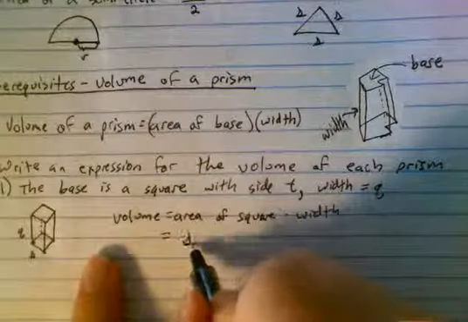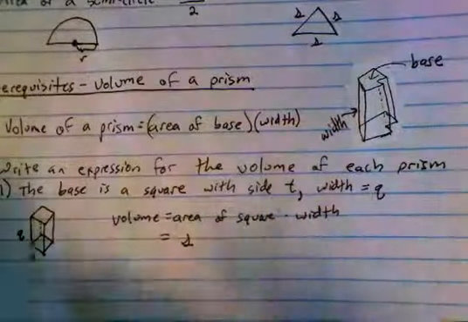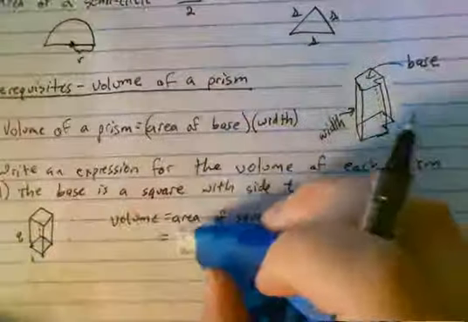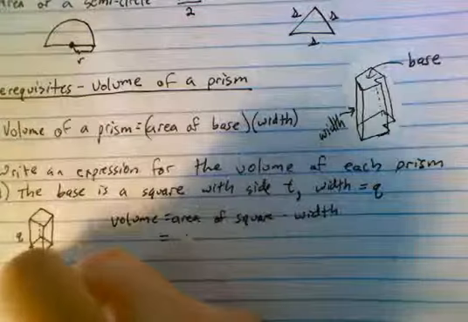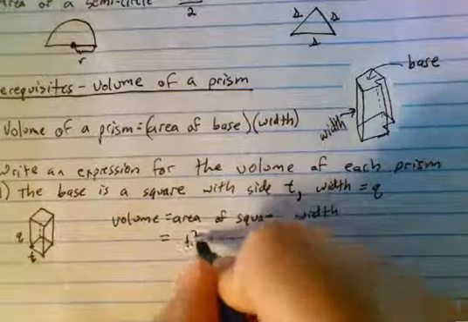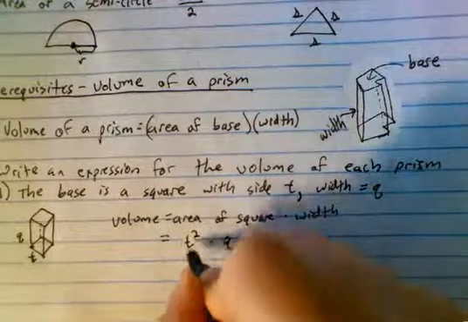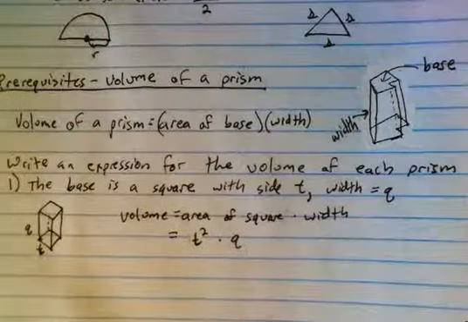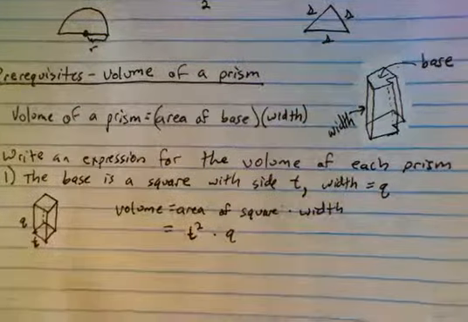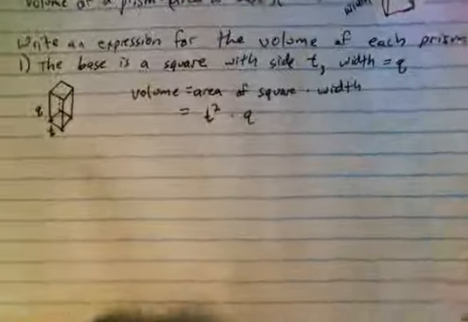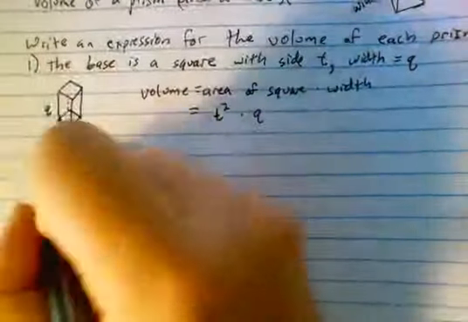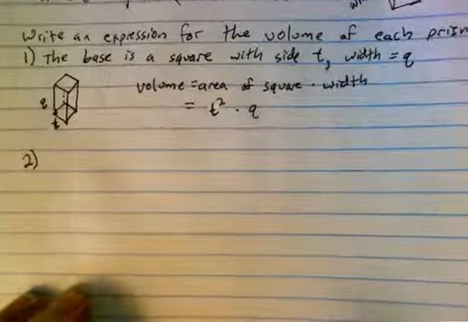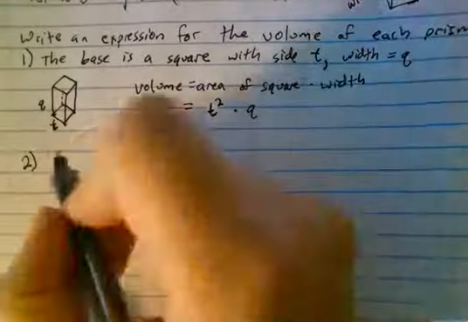Or, since we know the area of a square, oops, I said this side was T, not S. T squared times Q. Pretty straightforward, also really, really critical. So let's do a few more of those. I just want to make sure you're good to go with all of them. I'm also going to draw these in different orientations. You should be able to find these volumes no matter what.